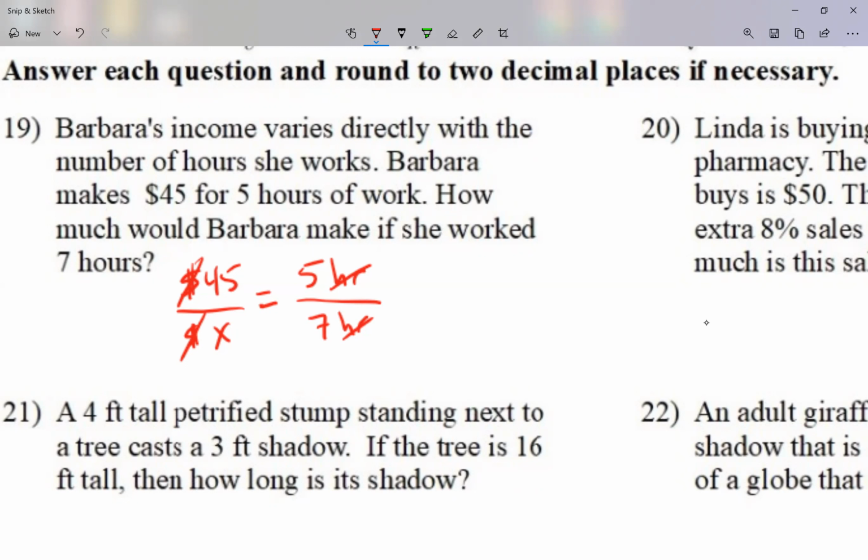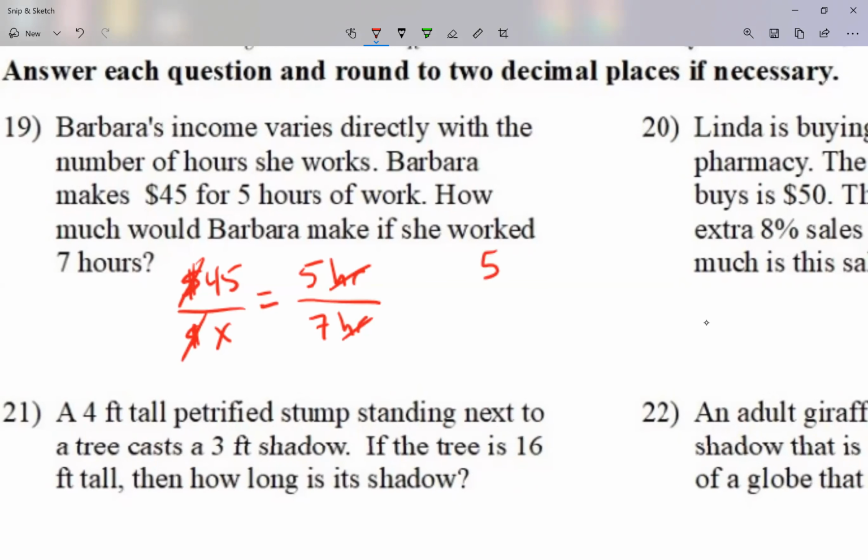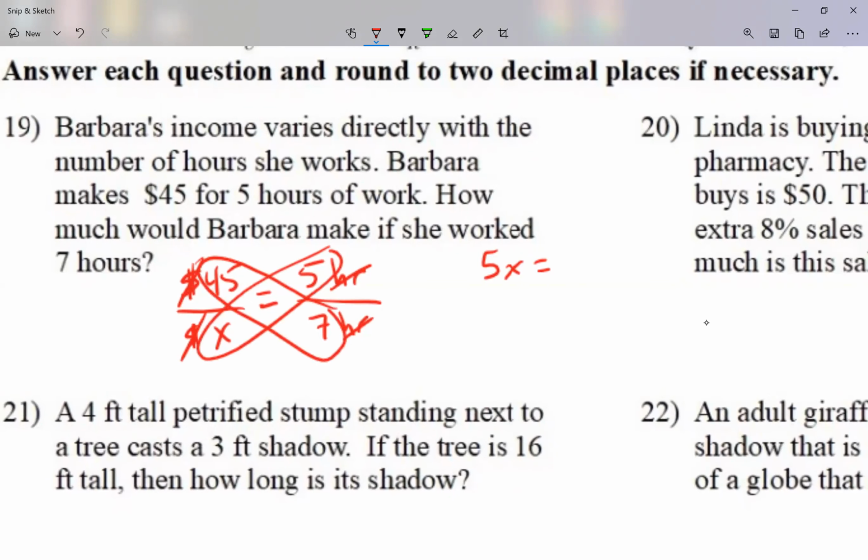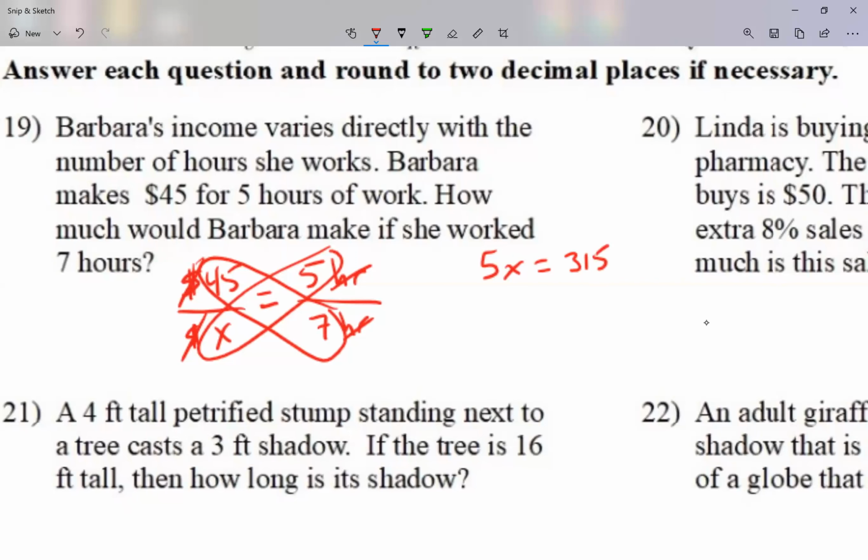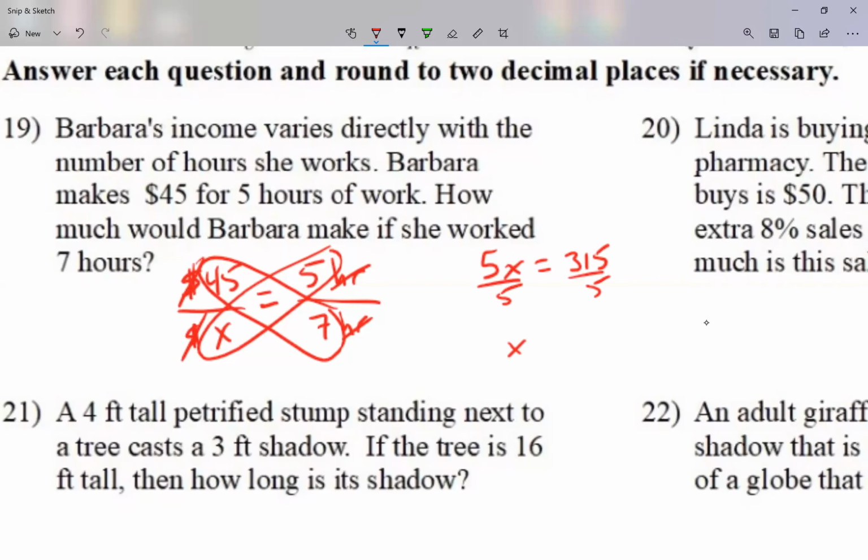Let's figure this out. Cross multiplied, I'm going to get 5X, because I just went 5 times X is equal to, on the other side, 45 times 7. 45 times 7 is 315. Now let me divide both sides by 5, the number in front of X. X is equal to 63. So in 7 hours, Barbara is going to make $63.